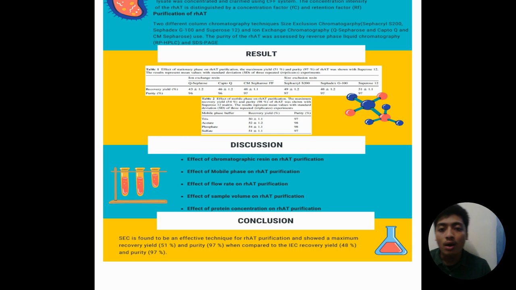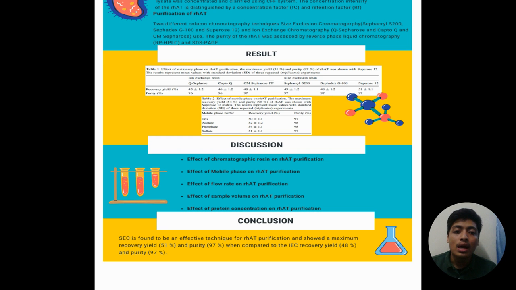From the result, it can be seen that among the various resins selected in both ion exchange and size exclusion chromatography, size exclusion chromatography with Superose 12 showed the maximum recovery yield and purity of 51% and 97% respectively, while ion exchange showed 48% recovery yield and 97% purity on CM Sepharose FF.